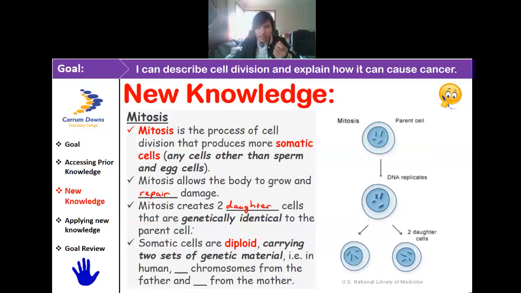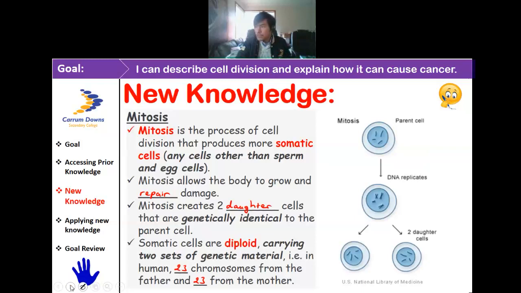Each of these cells carries two sets of genetic material. Remember that in humans, we get some genes from our father and some genes from the mother. Let's see if you remember how many chromosomes we get from the father and how many from the mother. That number would be 23 from the father and 23 from the mother. I'll let you write down the notes later. I'm going to move on quickly through these.